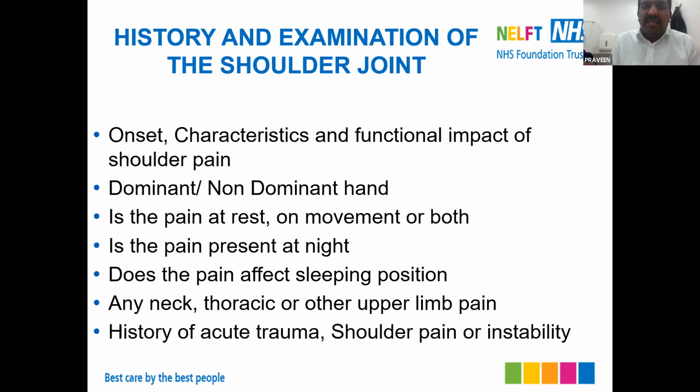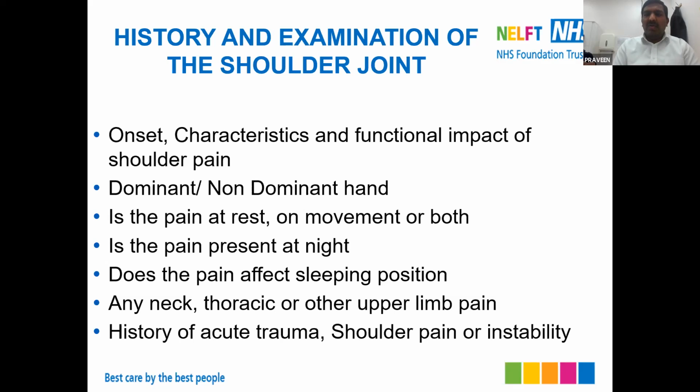So history is very important while examining a patient with shoulder joint problems. History should include onset, characteristics of their pain, functional impact of shoulder pain, and within my practice, I tend to ask their dominant side, and questions including, do they have pain at rest or is it only on movement? Pain present at night. Nocturnal pain could indicate a few conditions. Does the pain affect their sleeping position? Do they have pain anywhere else?